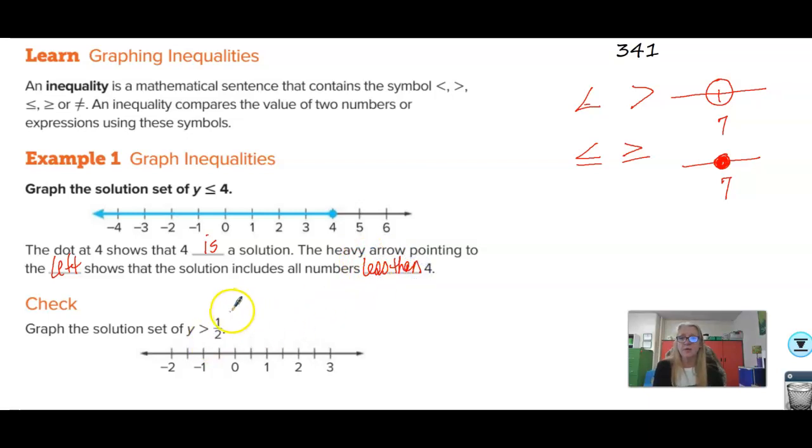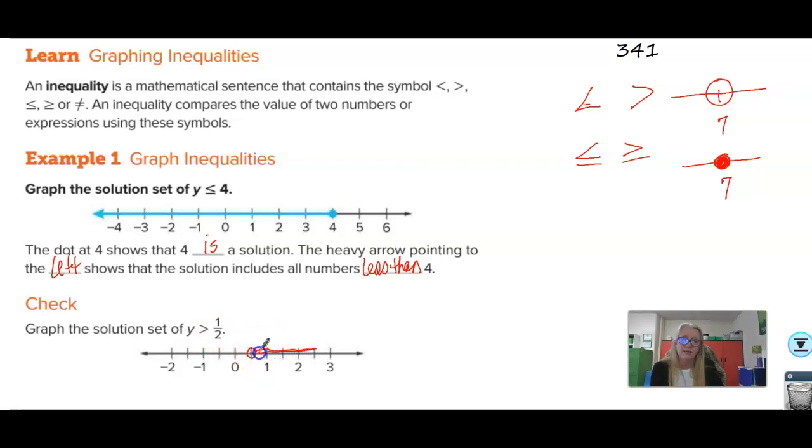Okay, so if you're going to graph the solution set y is greater than 1/2, first of all, we have to find 1/2. 1/2 is going to be right here. Is it an open or closed circle? It's an open circle because there's no or equal to. We only know that y is values more than 1/2, but not 1/2. So where are the values more than 1/2?